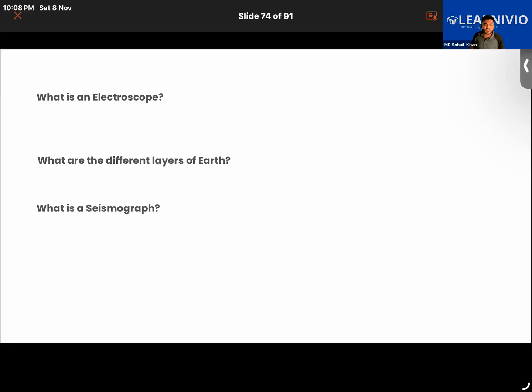What are the different layers of earth? Crust, mantle, and core. By the way, these layers have also sub layers in them. Like you have outer core, inner core, right? In the mantle you have asthenosphere, upper mantle, inner mantle, etc. What is a seismograph? It's a device used to measure the seismic waves. Right, continue.